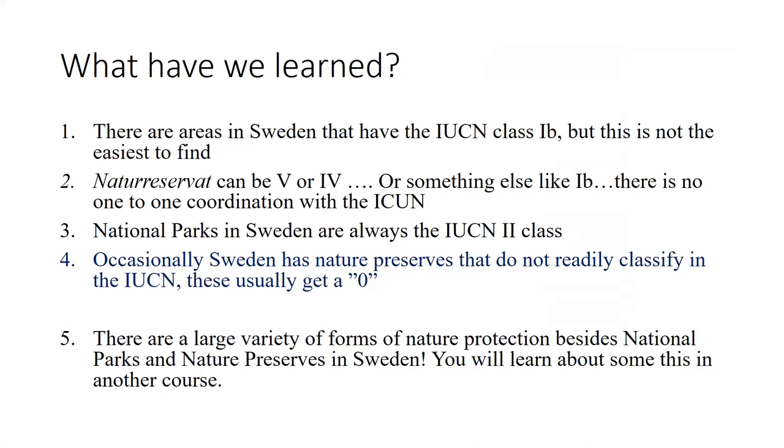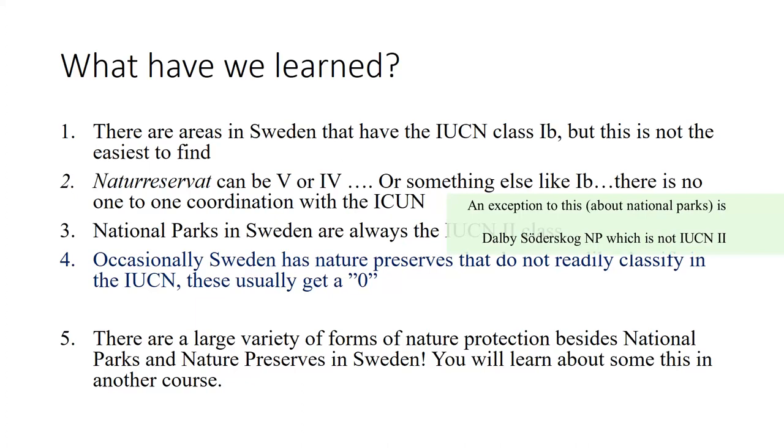So what have we learned? We have seen that there are places in Sweden which are not national parks that have the IUCN class 1B, but this is not easy to find. There is no class 1A or class 1B in this tool that we could see. We can see national parks, all class 2, so it's not based on the IUCN classification system. We can also see that there's no particular name for this kind of environmental protection. Everything falls under the general catch-all term Naturreservat, which can be a 4 or a 5 or a 1B, or it could be something else. It seems like it could be essentially everything other than a class 2.